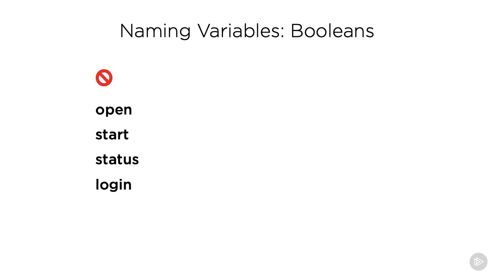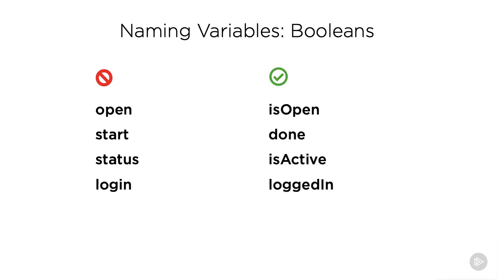Instead, let's look at some clean examples that are clearly storing the answer to a true or false question. Is it open? Is it done? Is it active? Conditionals that use clean Boolean names read very naturally. Let's look at how awkward it is to read the conditional with a poorly chosen Boolean variable name. If login versus if logged in. What does a true login mean? If logged in is true has a clear meaning, and that's the key. It should be asking a true-false question.